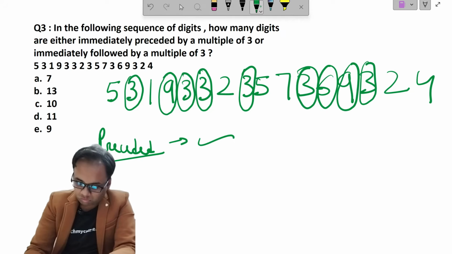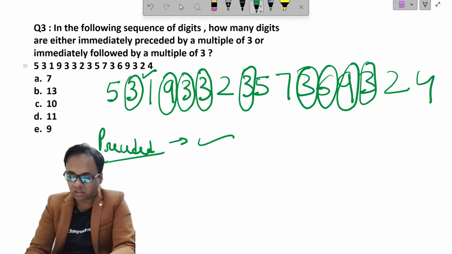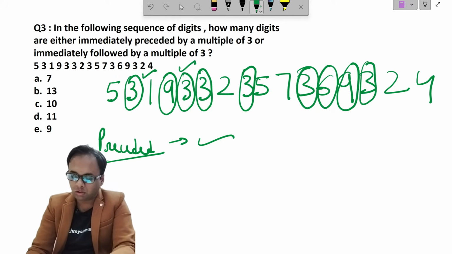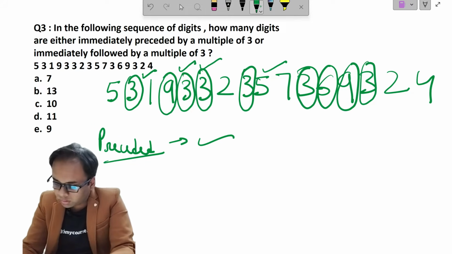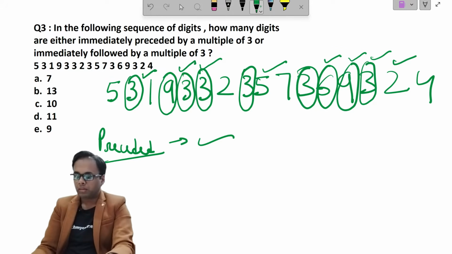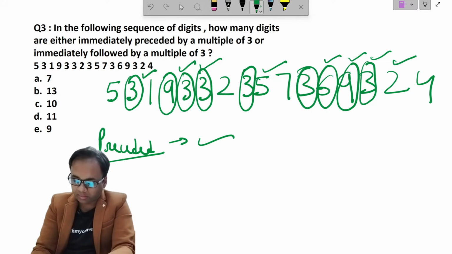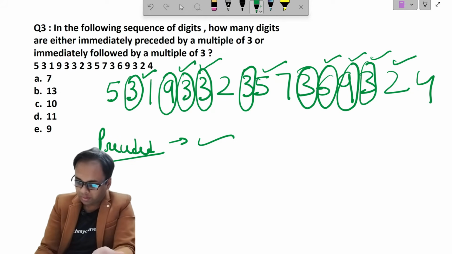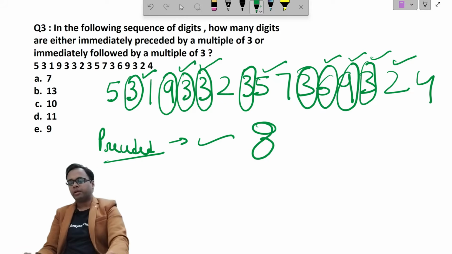Like 1 is a digit which is preceded by a multiple of 3. Yeah, 3 is coming before it. Then comes this 3 which is being preceded by a multiple of 3, which is 9. Then this 3 which is being preceded by a multiple of 3. Then this 5 is being preceded by a multiple of 3, which is 3. Then this 6 is being preceded by a multiple of 3, 9, 3 and 2. So these many numbers are being preceded by a multiple of 3. Let me just count the ticks: 1, 2, 3, 4, 5, 6, 7, 8. So 8 numbers are being preceded by a multiple of 3.